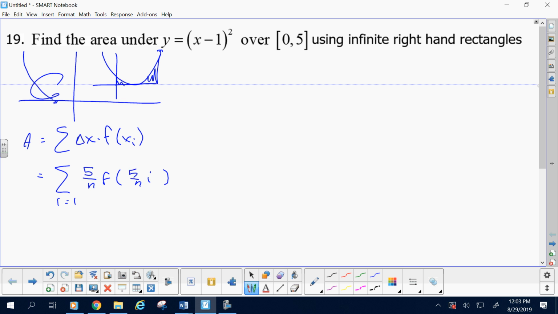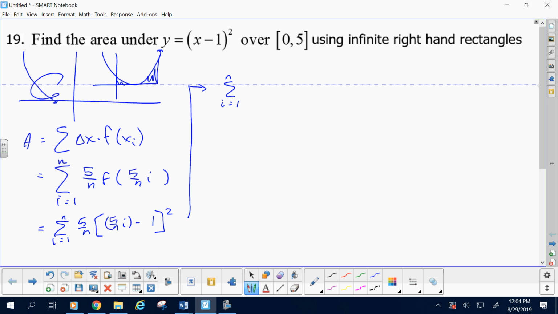Okay, so cool. I is the counter starting from 1 and going to n. Now what did you do? Plug in the function in the problem. In this case, the function says blank minus 1 squared. And then the blank goes 5n. All right. So now what?